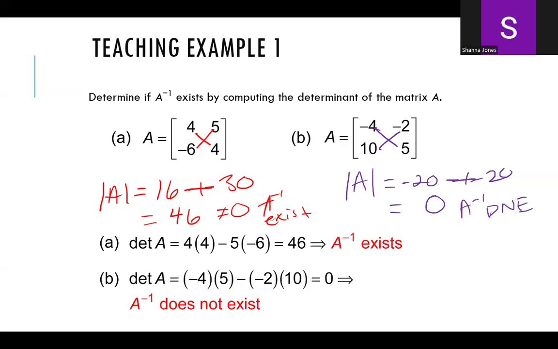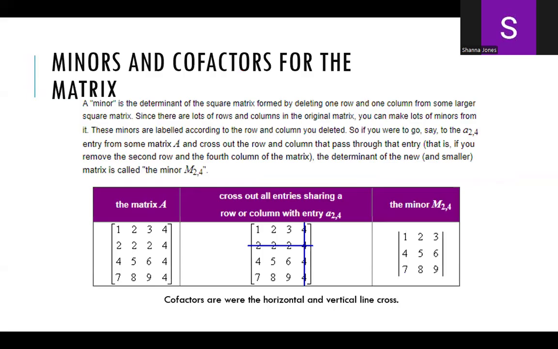Cool. All right. Now let's talk about minors and cofactors. Minors and cofactors are what are needed for us to find determinants of matrices that are greater than 2 by 2. Your cofactors are the elements in the rows and columns that you eliminate. Your minor is what's created from that. If we look right here, matrix A is a 4 by 4, right? 4 rows and 4 columns.